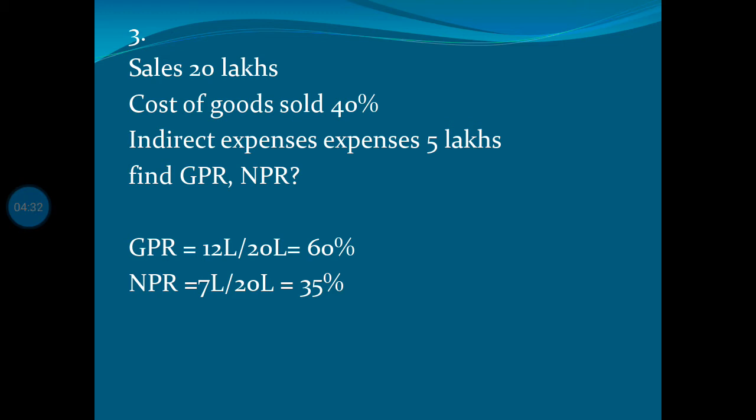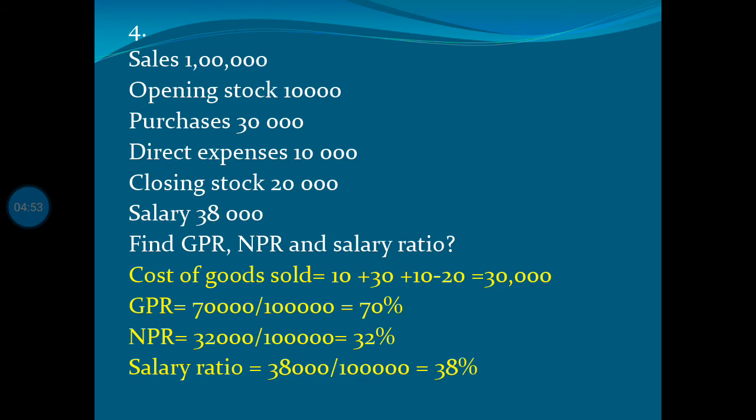And net profit ratio is equal to, from gross profit, what should be deducted? Deduct the indirect expenses, 5 lakhs. So 12 lakhs minus 5 lakhs, balance net profit is 7 lakhs. So net profit ratio is equal to 7 lakhs divided by 20 lakhs into 100, that is 35%.